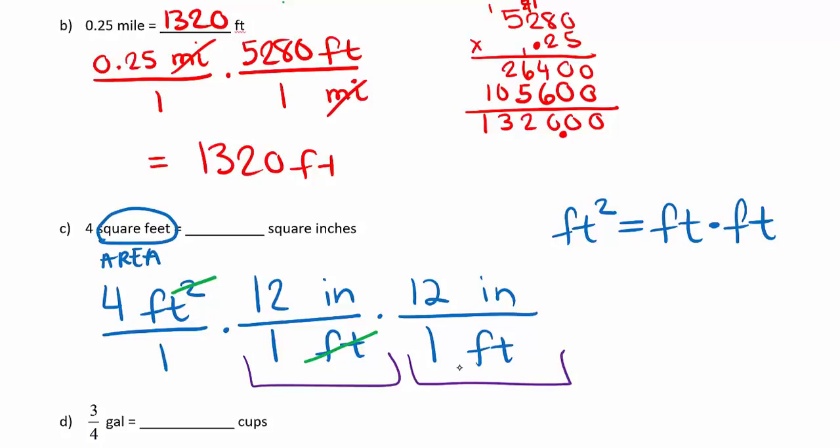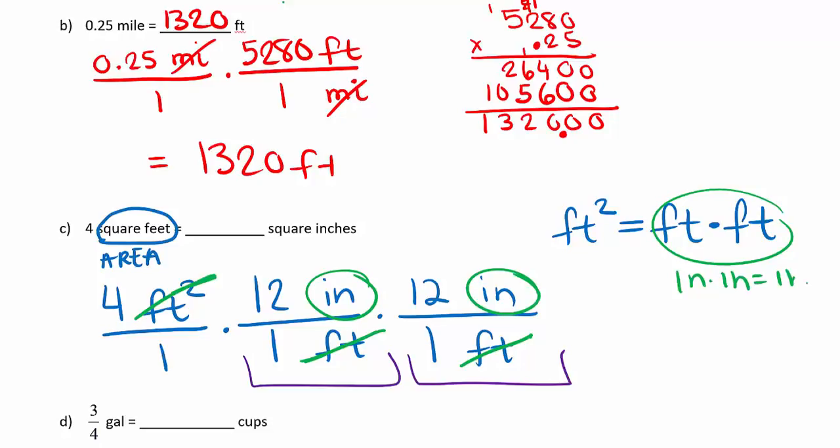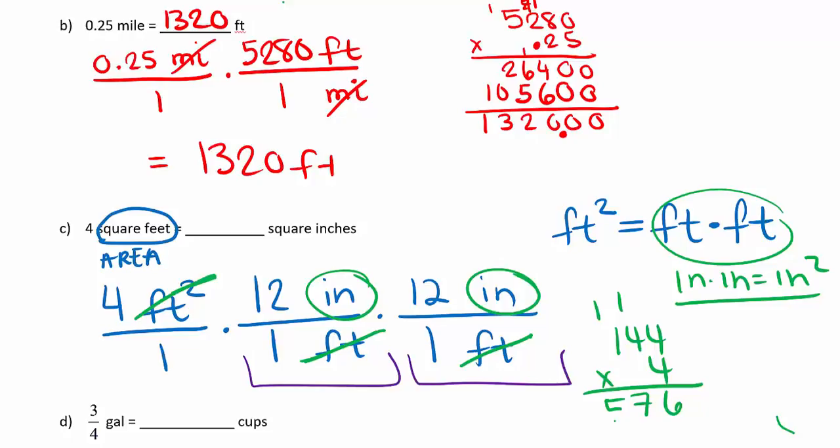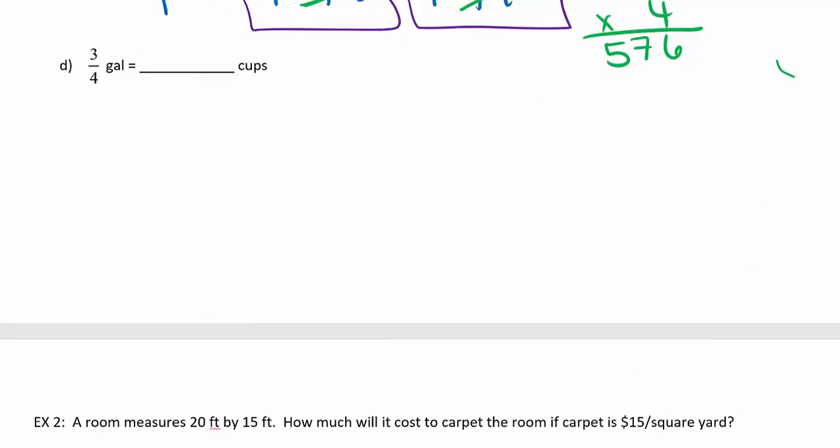Because now I have feet, and that's going to cancel out with my square feet. Notice I'm left with inches and inches. Inches times inches is square inches, and that's exactly what I want here. So for area conversions, you have to multiply by the conversion factor twice. Let's see, 12 times 12 is 144, so I'm just going to do 144 times 4, and that gives me 576 square inches.